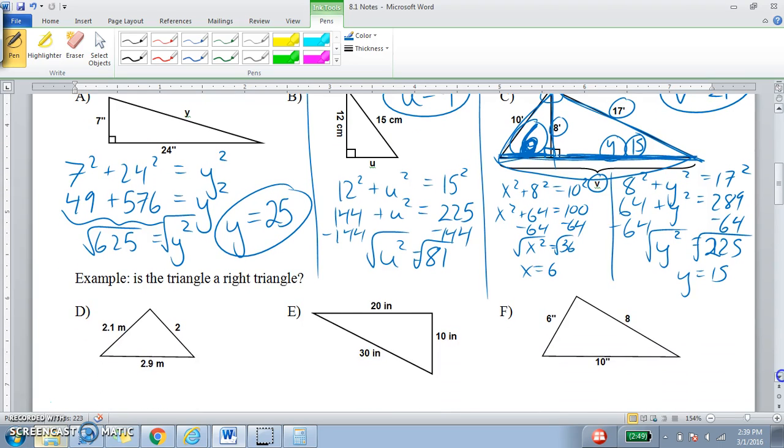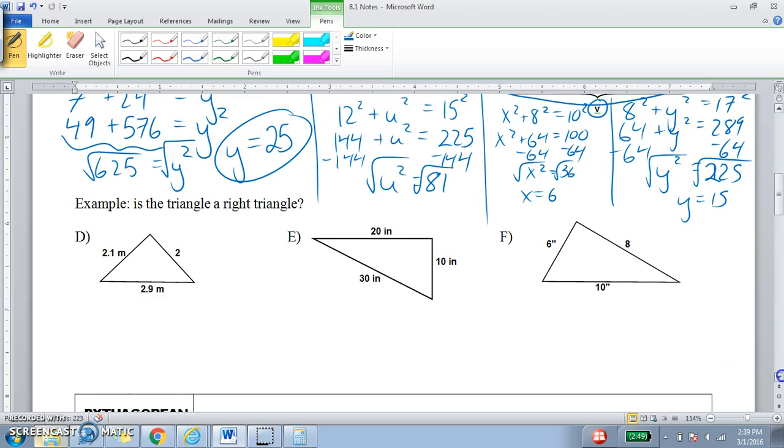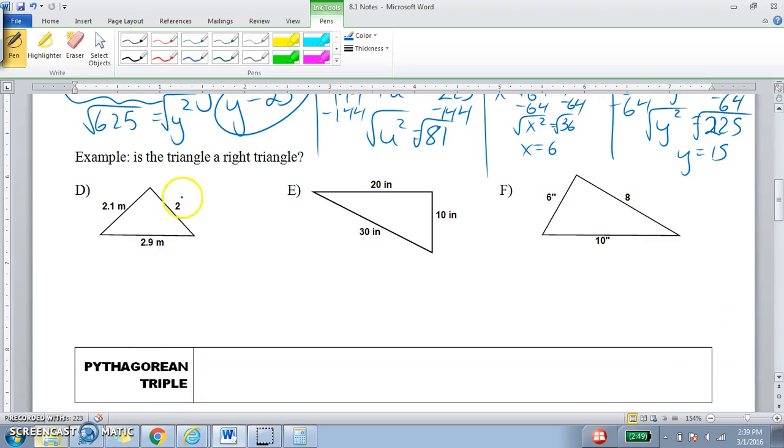Alright, so this is what I was talking about a little bit earlier. Is the triangle a right triangle? How do we tell? Well, we're going to take these three numbers, plug them into the Pythagorean theorem, and see if it works. So how do we tell which number is which, or where the numbers go? A and B, it doesn't matter what order they go in. However, c has to be the biggest number, because the hypotenuse is represented by c, and the hypotenuse is always the biggest side of the triangle.